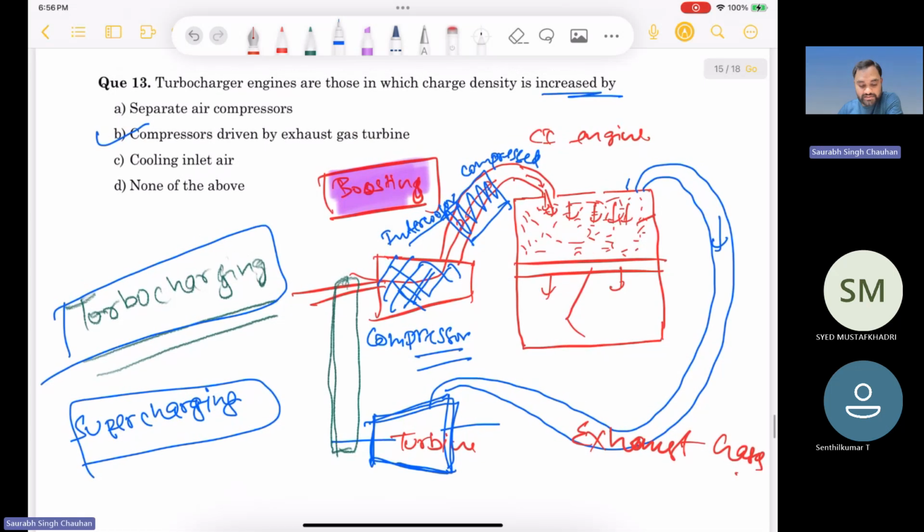So I hope this turbocharging is clear: how this works, what the purpose is, what the various components are. And if there is no doubt, then we can move to the next question.